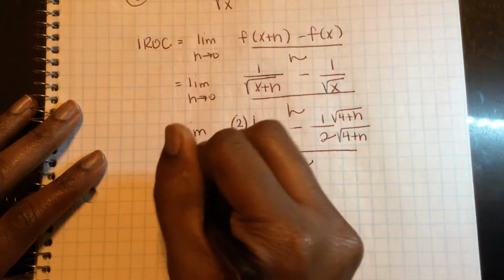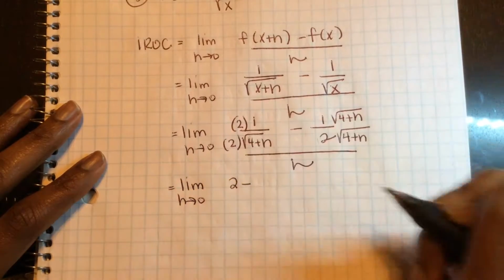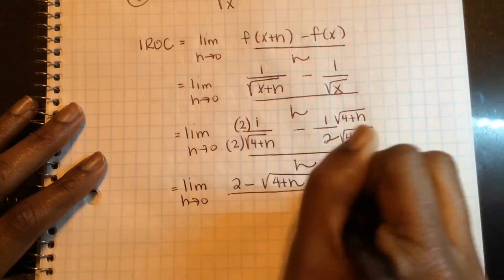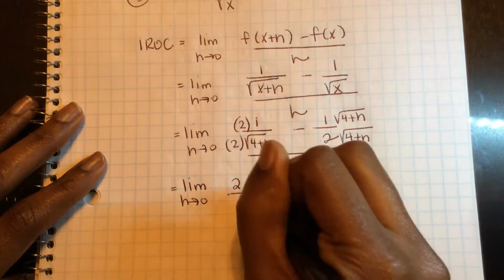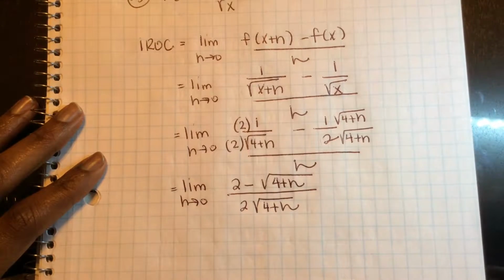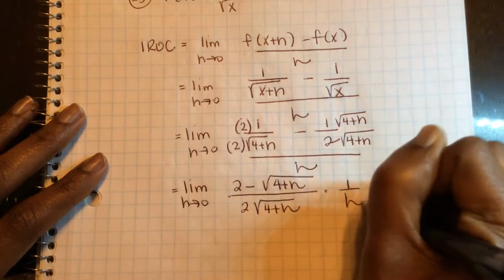So this becomes the limit as h approaches 0 of 2 minus square root 4 plus h all over 2 square root of 4 plus h. And then that is being multiplied by 1 over h.